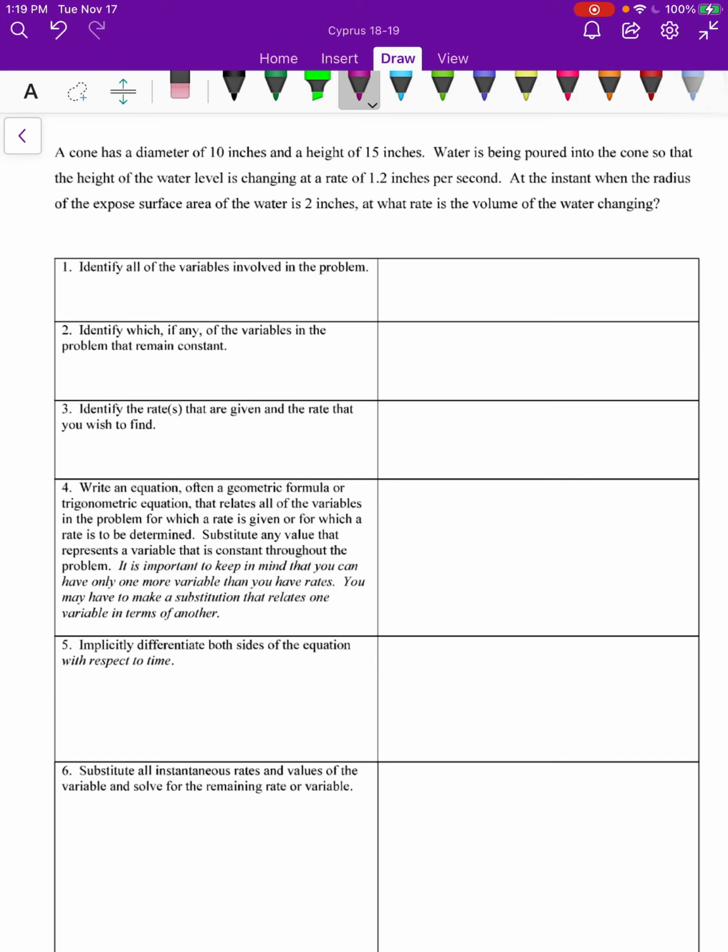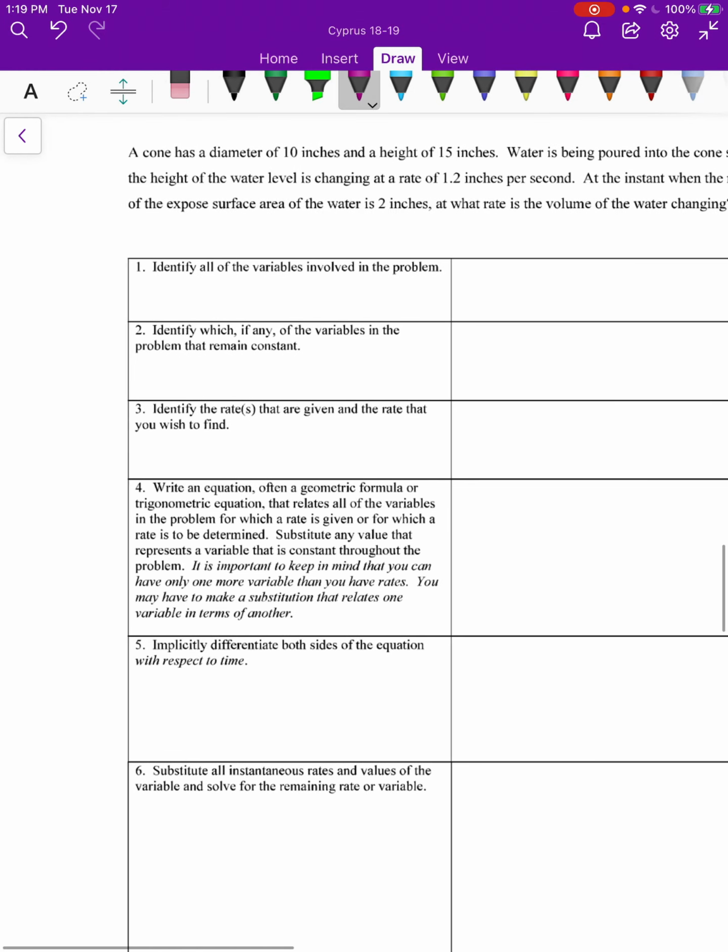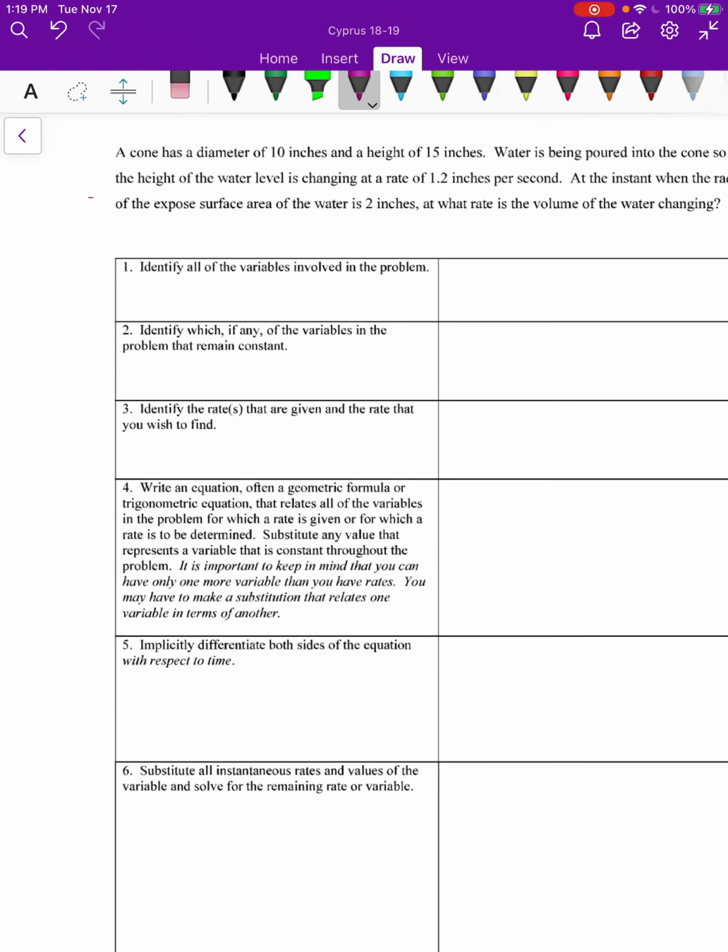Okay, let's draw a really quick picture here, because this is kind of an involved problem. So we're dealing with a cone. I'm going to draw it kind of to the side here. So we have a cone, and water is being poured into the cone. So I'm going to draw the level of my water there.